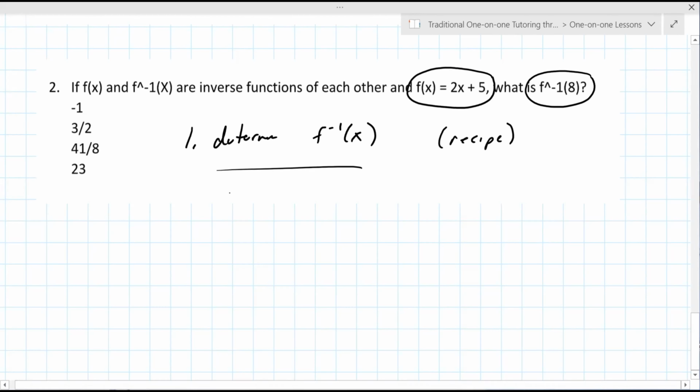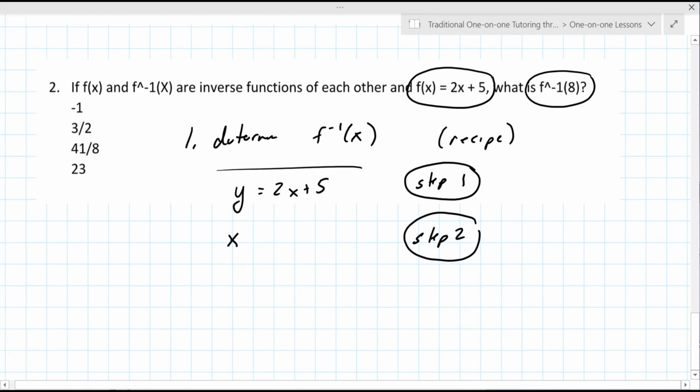Just follow along here. So the first step is to, instead of writing f of x, you write y equals 2x plus 5. That's kind of step 1. Some don't say it's a step, but we'll call it step 1. Step 2 is to switch x and y. So x equals 2y plus 5. Step 3 is to solve for y.